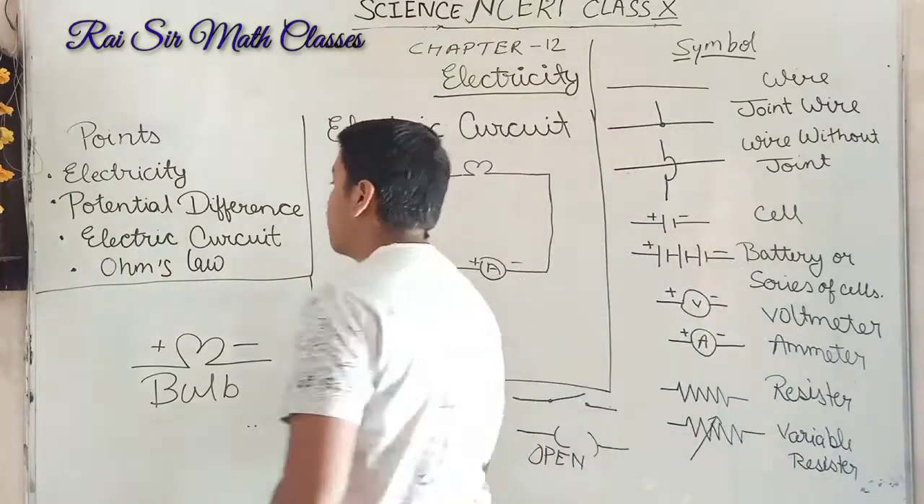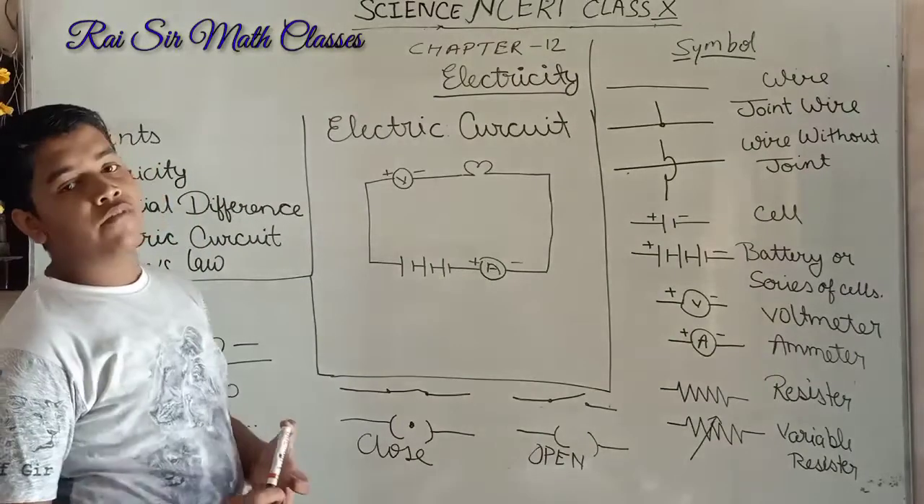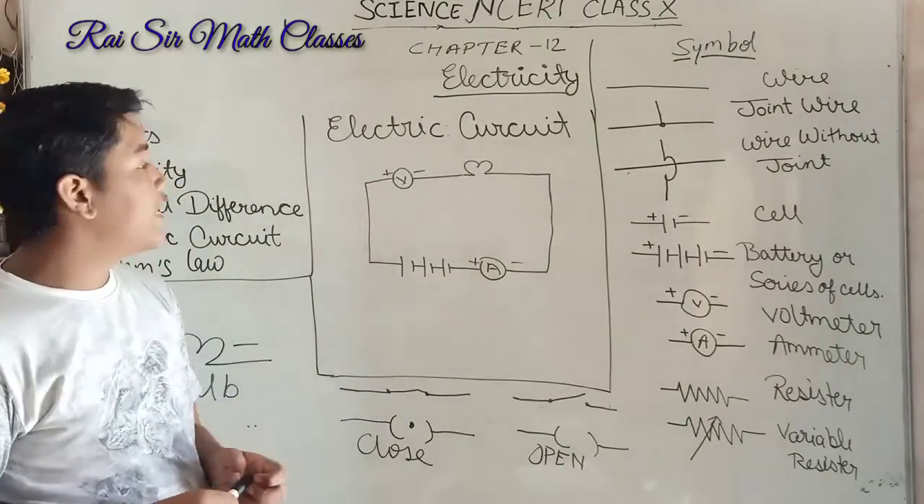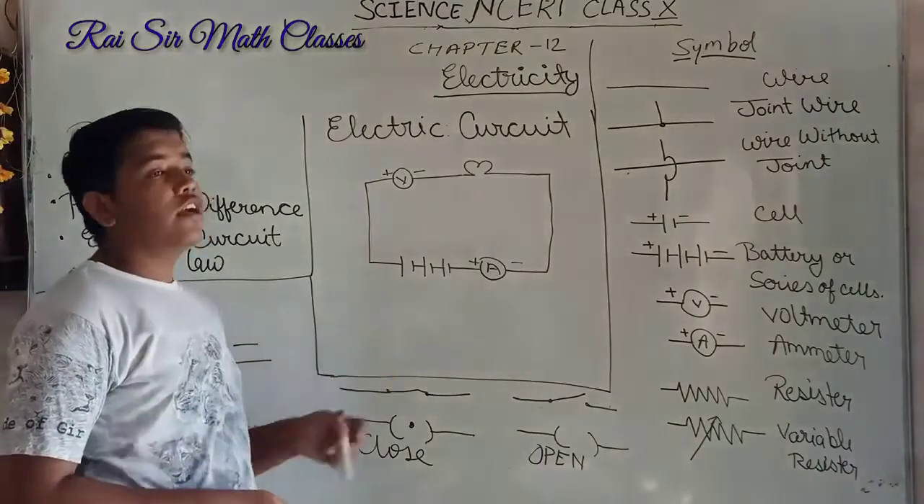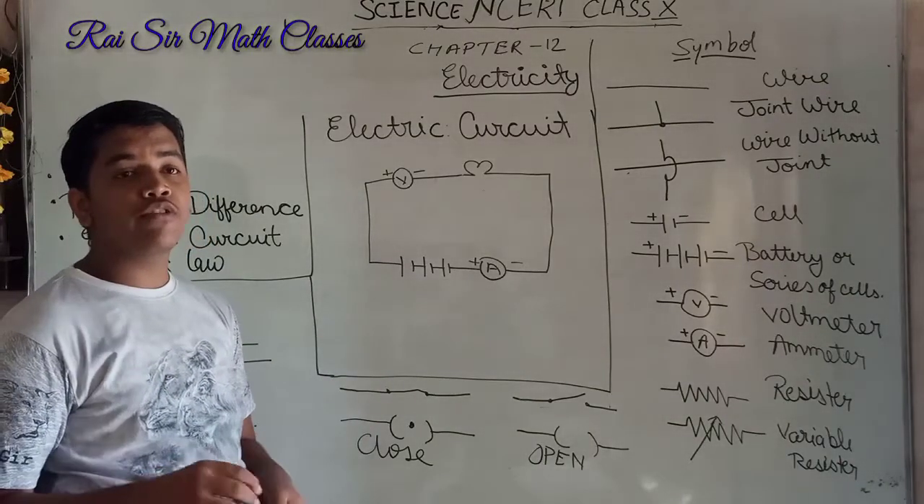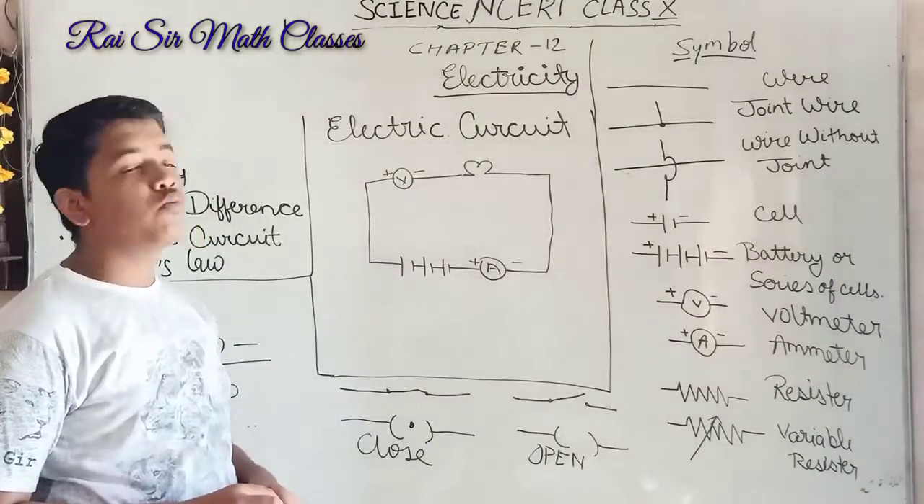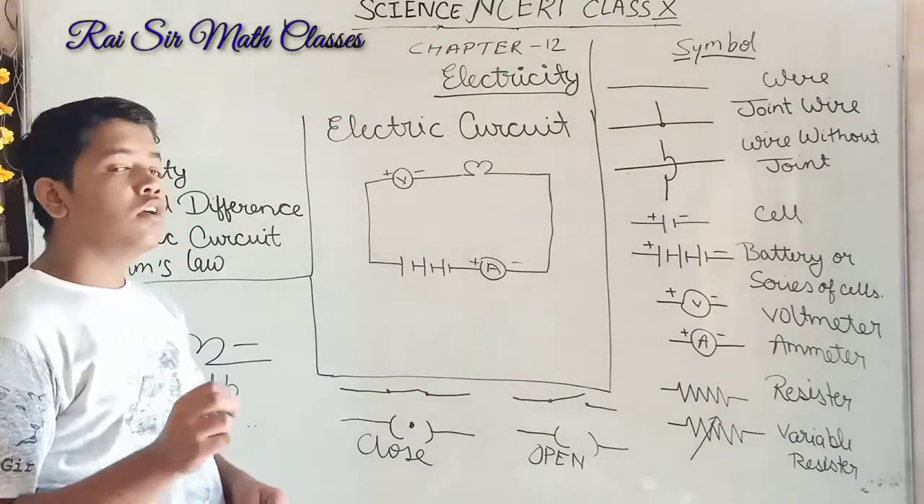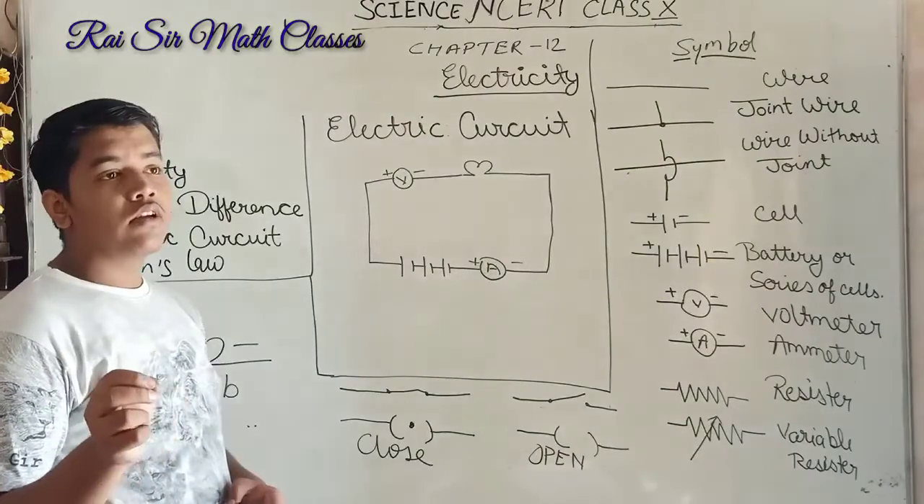So our next topic after potential difference and resistance is electric current. So what is an electric current? An electric circuit is the continuous or closed path through which electric current flows to operate a particular object or thing.